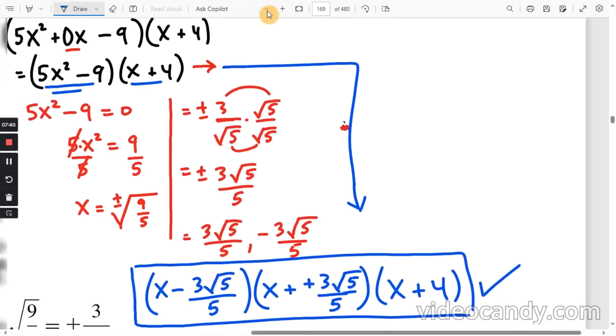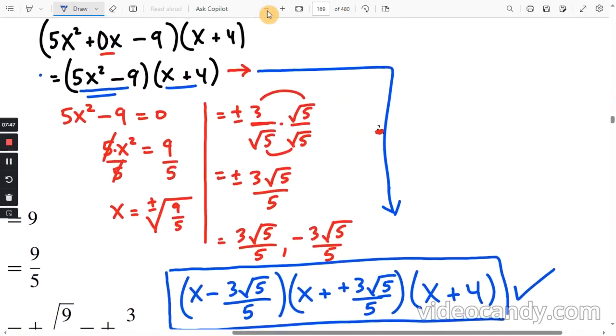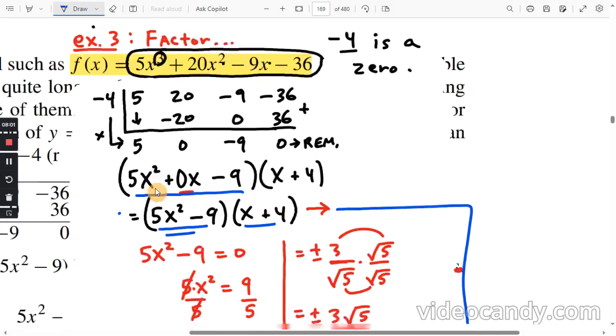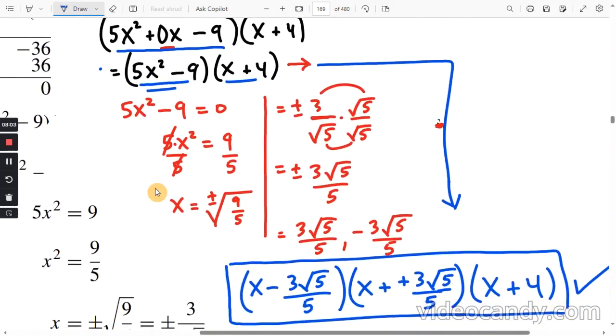All right, so what we did on this one, instead of the rational zero theorem, because there were too many zeros, we used a graph to get one of the zeros. Then when we got one of the zeros, we did synthetic division to break it up. We got a quadratic because the greatest exponent was x squared. And once we got the quadratic, we broke that up even further.